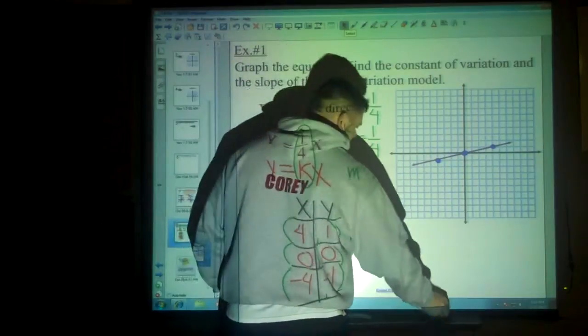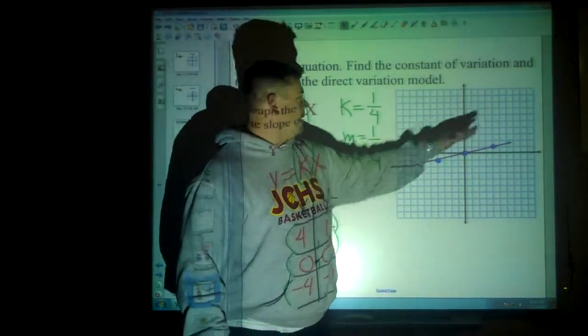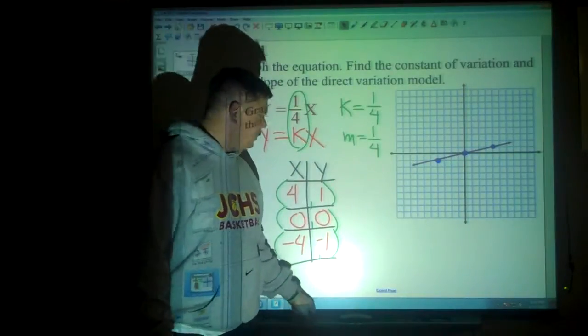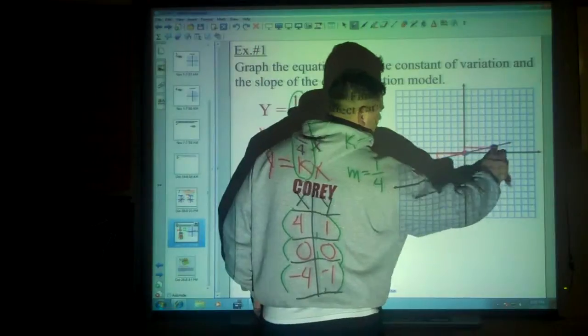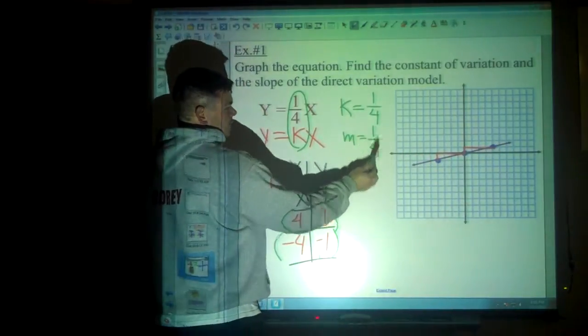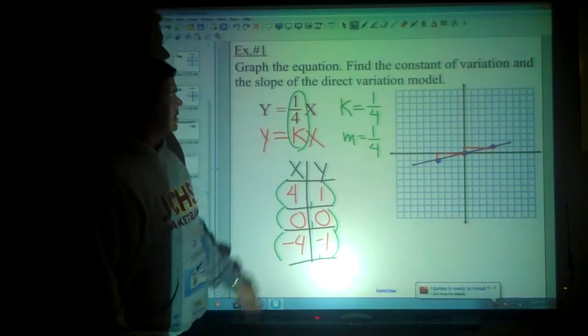And there it is. That graph represents a positive slope because it's going up. Both of these are positive. If you look, it goes up 1 over 4, up 1 over 4. Just like our slope says, up 1 over 4. Constant and slope are the exact same thing.